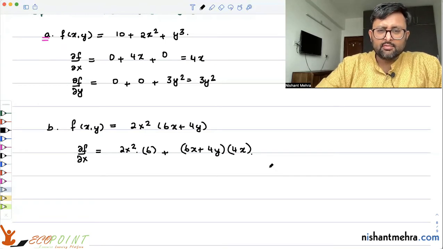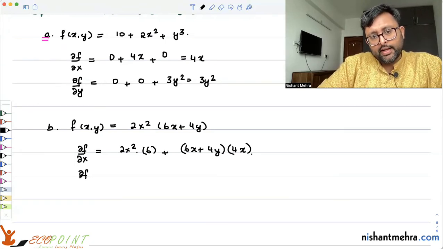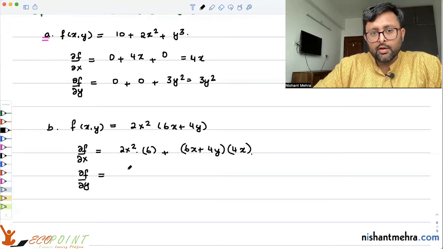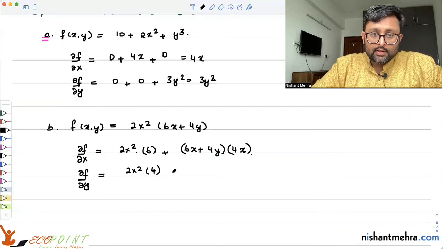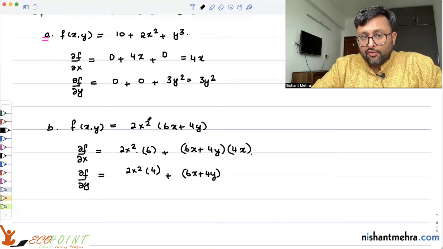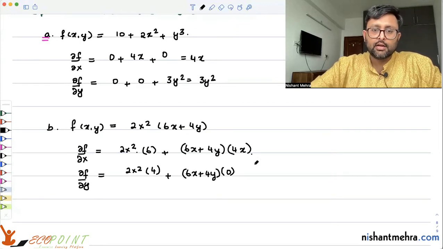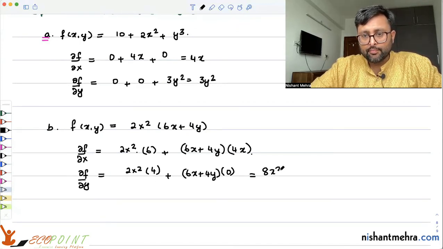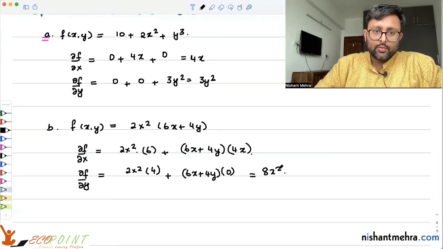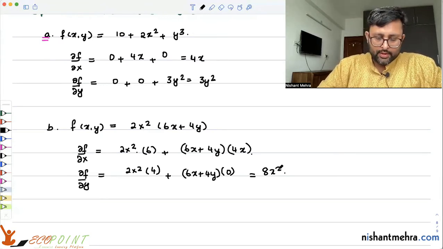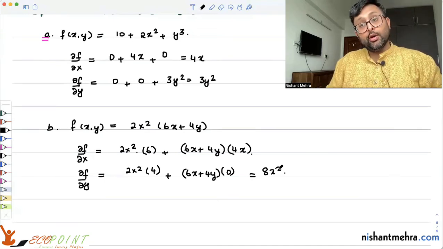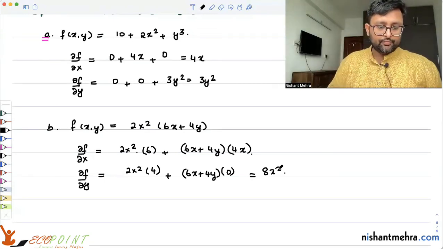I hope you guys can solve this yourself. Then del f by del y would be first function as it is, into the derivative of the second function with respect to y, which is 4, plus second function as it is, into the derivative of the first function with respect to y, which is 0. You guys can calculate this. This is going to come out to be 8x squared. Guys, you with me? So the point is that all the ordinary rules of differentiation apply here as well.